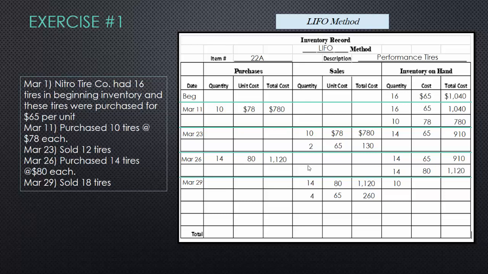What's left afterwards? Well, we're going to have 10 $65 tires left. So our total cost of inventory on hand for our Model 22A performance tires after the March 29th sale is going to be $650.